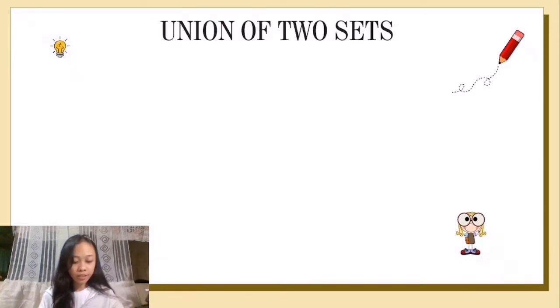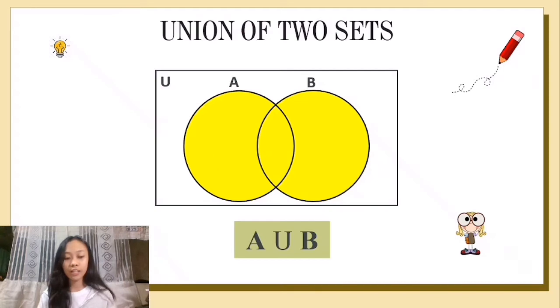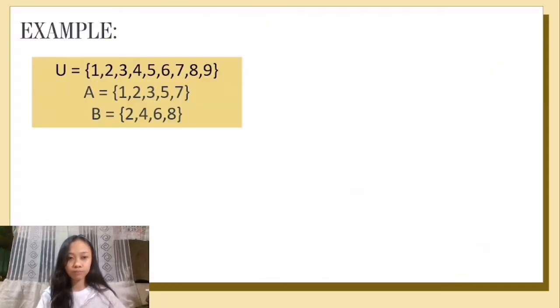So magsimula tayo sa union of two sets. The union of two sets is a set containing all elements that are in A or in B or possibly both. So ganyan po yun. So yan po ang ating symbol, union of set A and set B. So let's have an example. Okay? So ito po example natin.